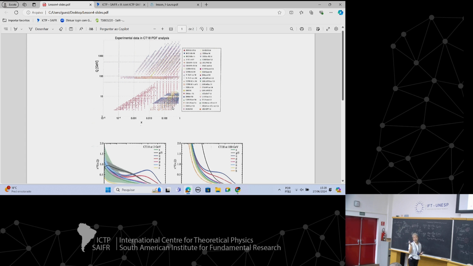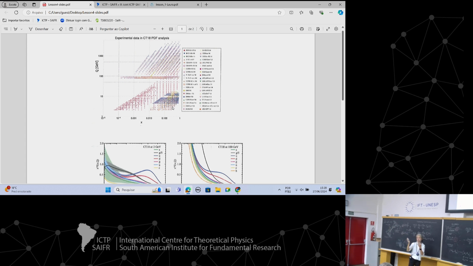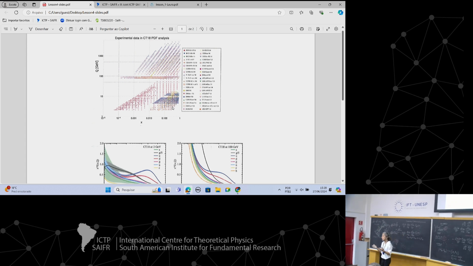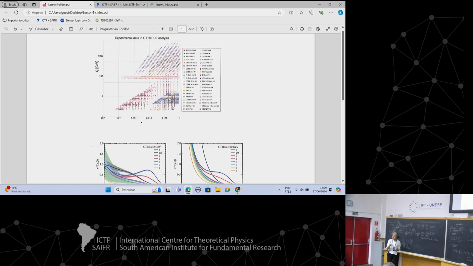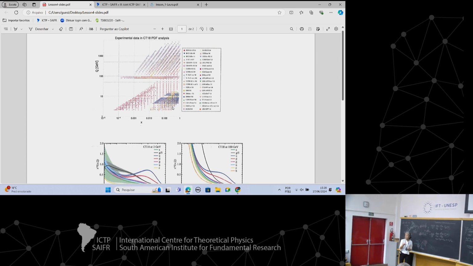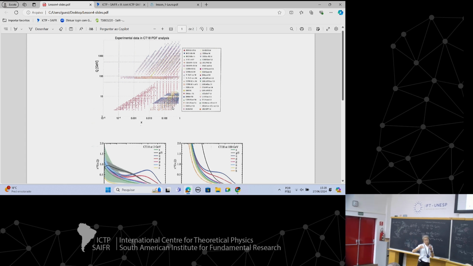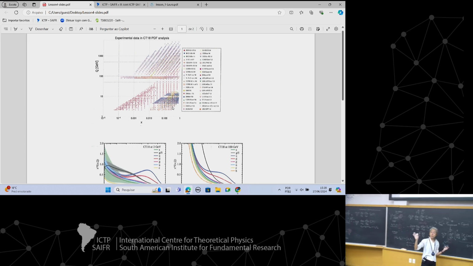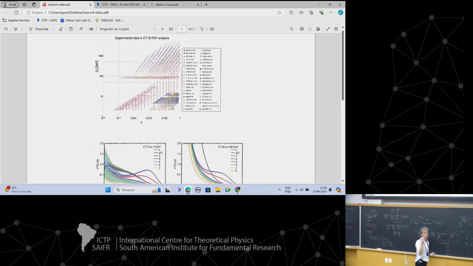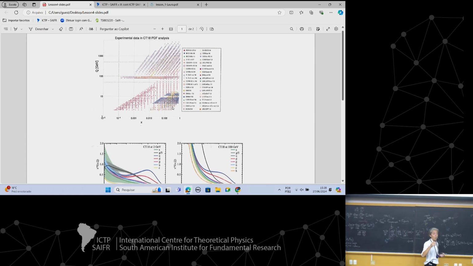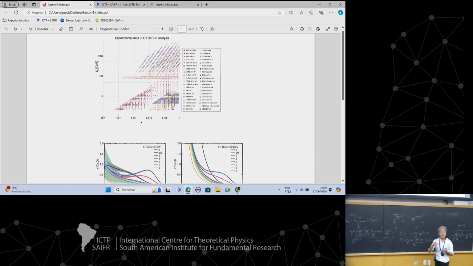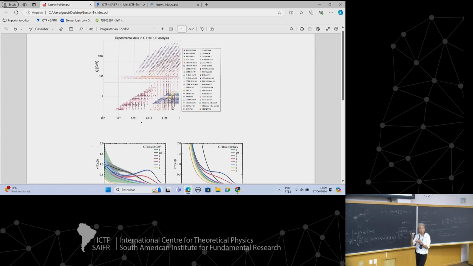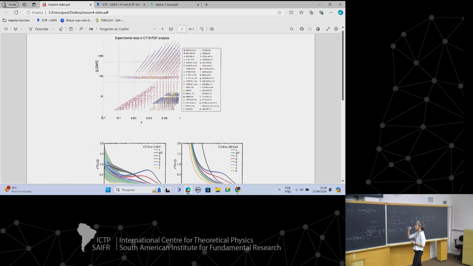PDFs have been measured at HERA at around 10 GeV or a little bit more. They have been measured at the Tevatron at the TeV scale. They have been measured at the LHC at the 13 TeV scale, well, reduced to the central mass energy of the LHC. So they have been measured at very different scales. What is important is just to connect them from one scale to the other, and that we can do using perturbative evolution.